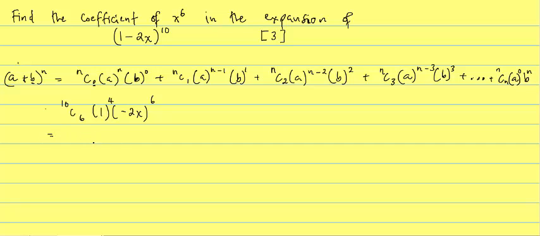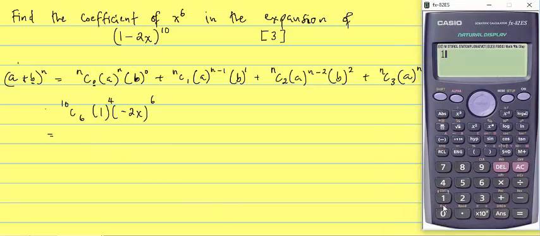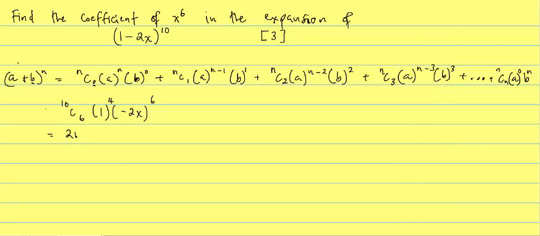Now this is downhill from here. We just need to find what 10 choose 6 is going to be equal to. So 10 choose 6 is equal to 210. So 210 for 10 choose 6. You will notice that here we are raising this negative to the power of an even number, so our answer is going to be equal to a positive number. If this was an odd number, then your answer will be negative.